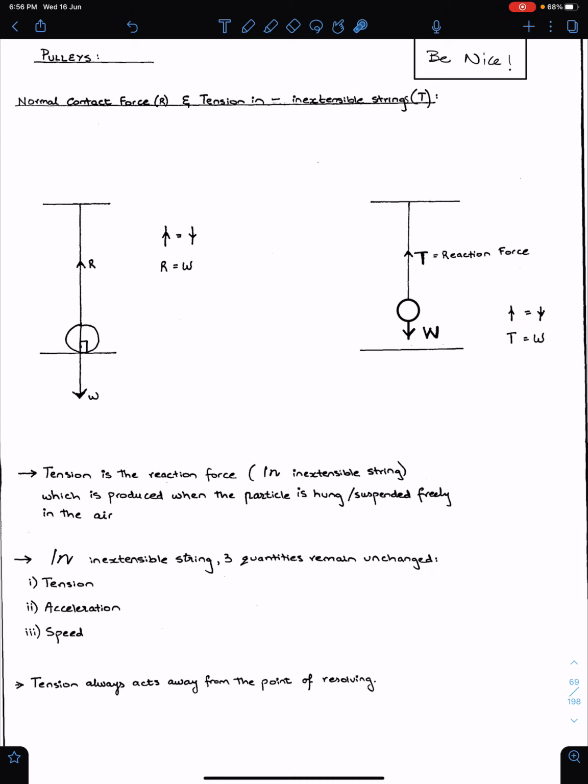In inextensible string, three quantities remain unchanged. Number one, tension. Number two, acceleration. And number three, speed. Tension always acts away from the point of resolving. This concept is very important while resolving forces.